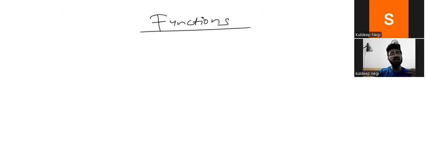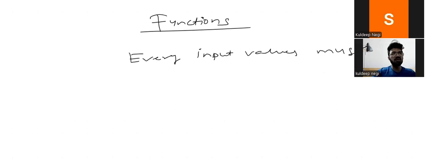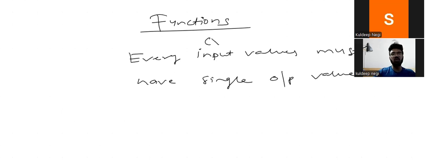There is a condition. That condition is that every input value must have a single output value. So every input value, represented by x, and the output value, represented by y. So every x value must have a single y value. That is the first definition. This is the basic definition of a function.